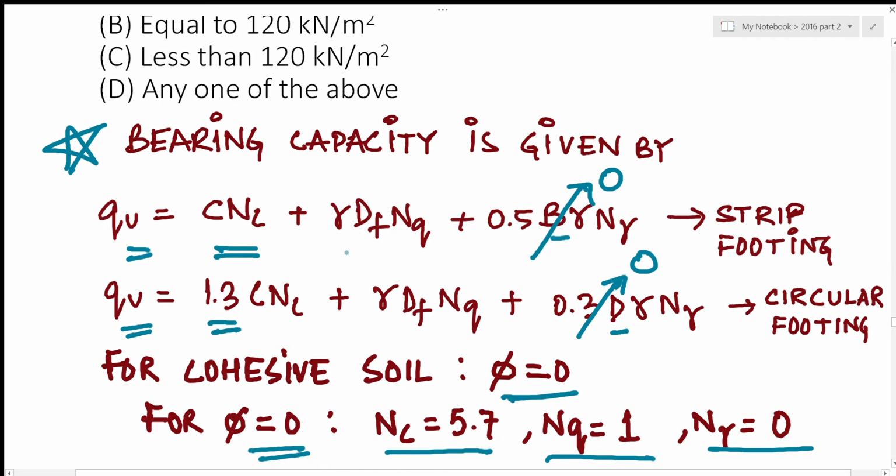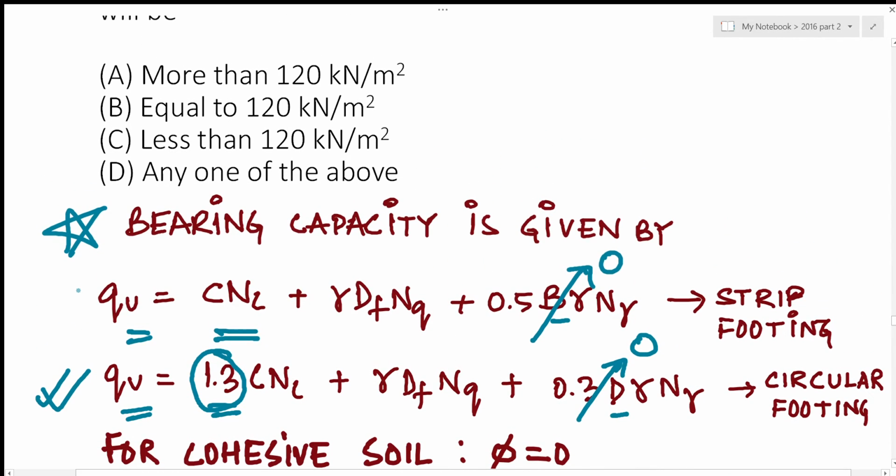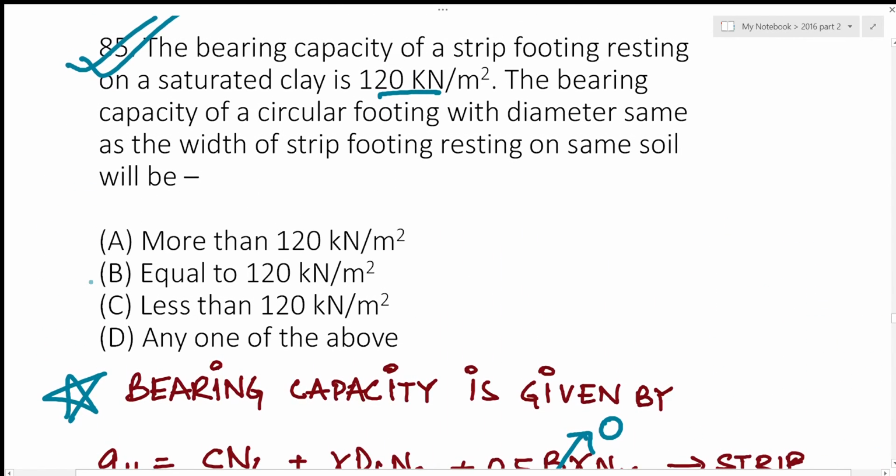As you can see from the equations here, this has a multiplication factor of 1.3. So for circular footing, this should be more. The ultimate bearing capacity for circular footing with other things remaining the same would be more than 120 kilonewton per meter square.